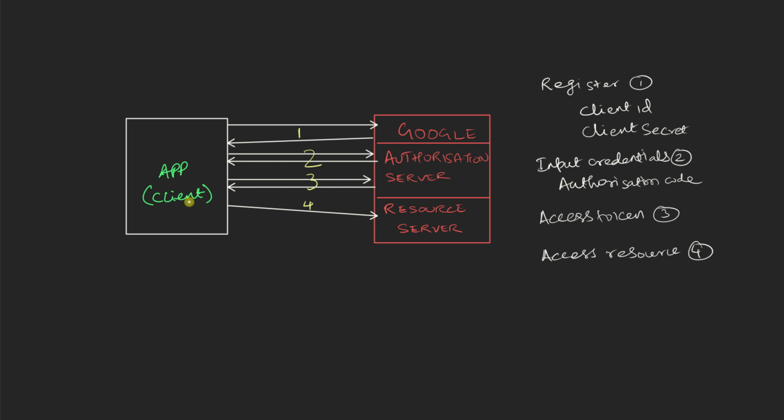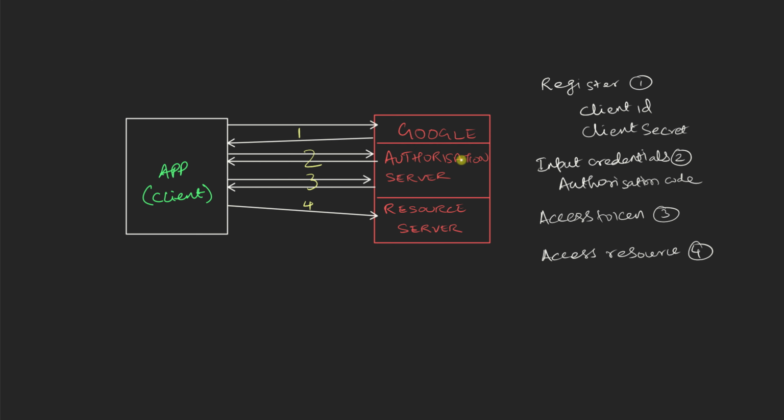Imagine you have an app and you want to use Google authentication for that app rather than implementing your own authentication. As a very first step, this app will go and register with Google as a valid app. When it does register, it will get client ID and client secret. The application stores that client ID and client secret for future use. Then, whenever user visits this application, it will redirect them to Google's authorization server.